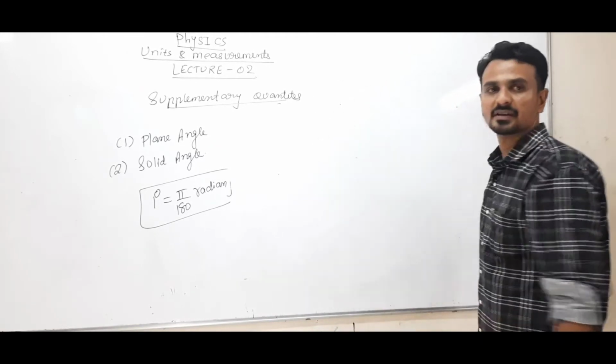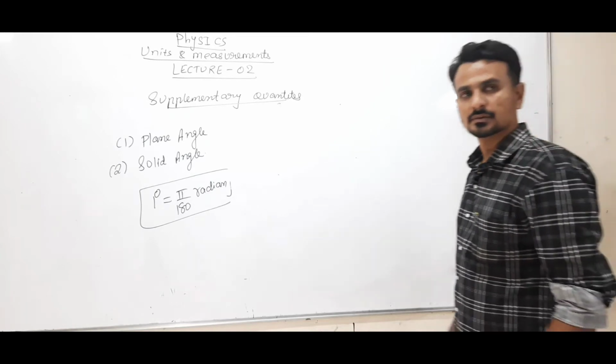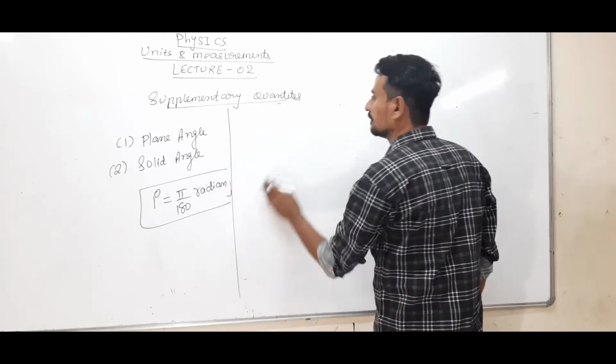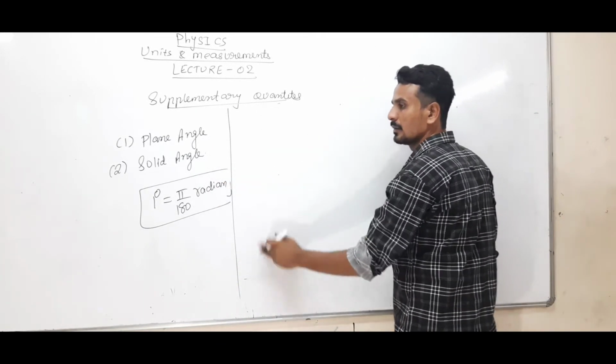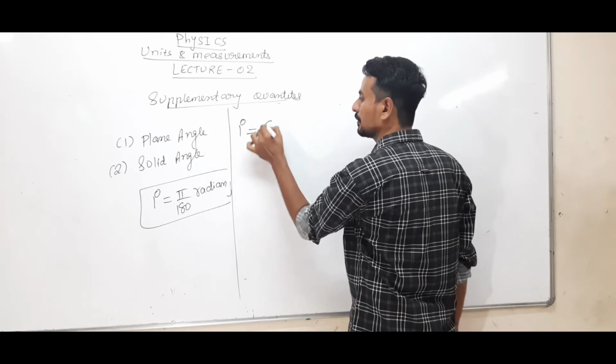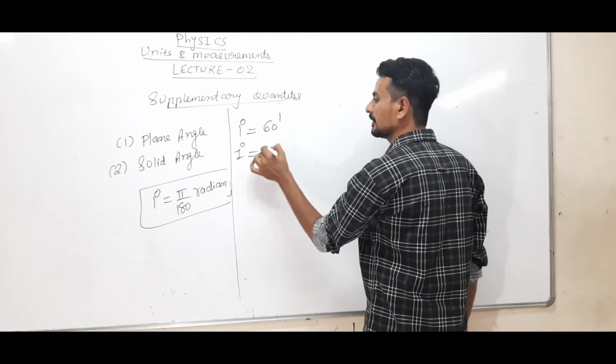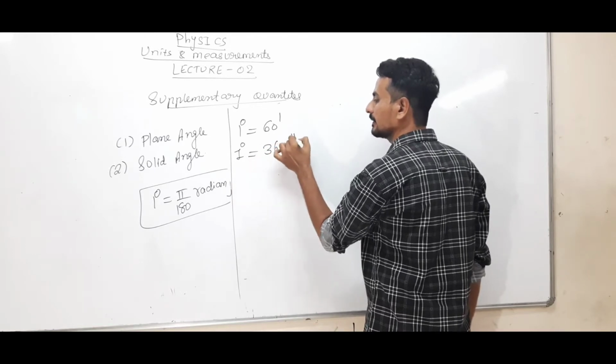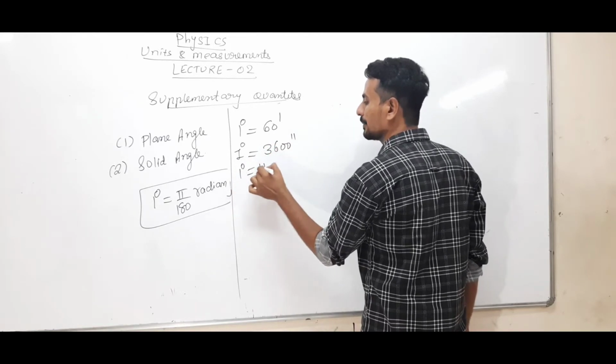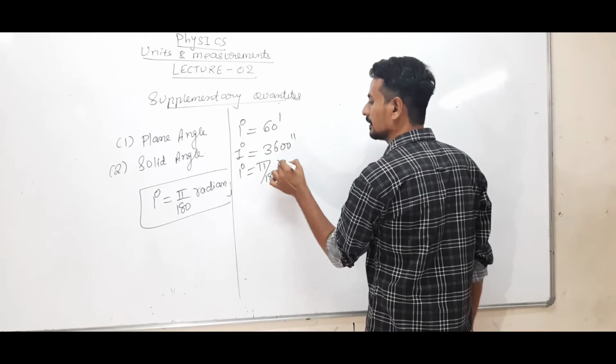Let's see a few conversions, how to convert degree into radian, and minute into radian. 1 degree is equal to 60 minutes. 1 degree is equal to 60 into 60, that is 3600 seconds. And 1 degree is equal to pi by 180 radian.